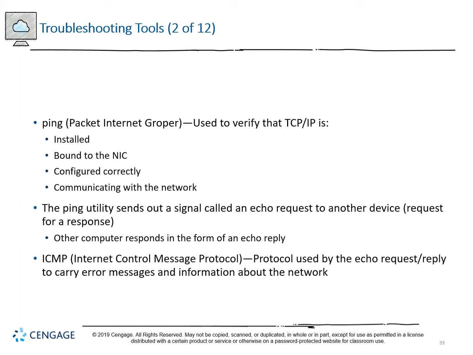ICMP, or the Internet Control Message Protocol, is used by echo request and reply to carry any error messages as well as information about the network. So if we go beyond ping and we use something like traceroute, we can then use ICMP to find out more detailed information.